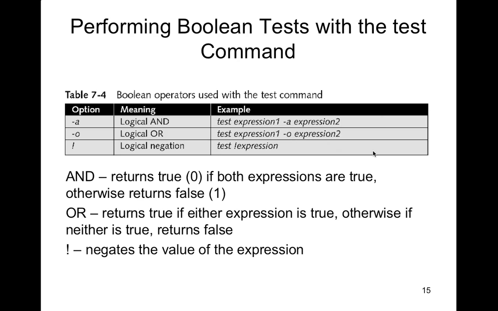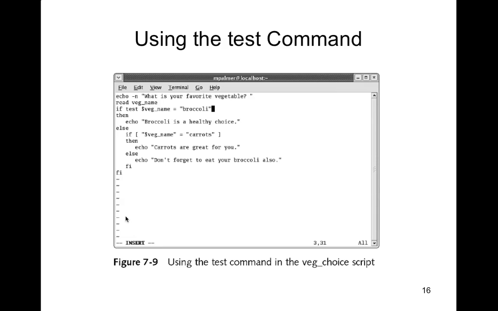So in terms of performing Boolean tests with the test command, here are some options as well, using the logical ands, the ors, and the negatives, the opposite. And these are the expressions that would be used. The exclamation point negates the value of the expression, kind of the same thing in C or C++. When you use the exclamation point equals, this is not equal. And or is pretty similar to most programming languages.